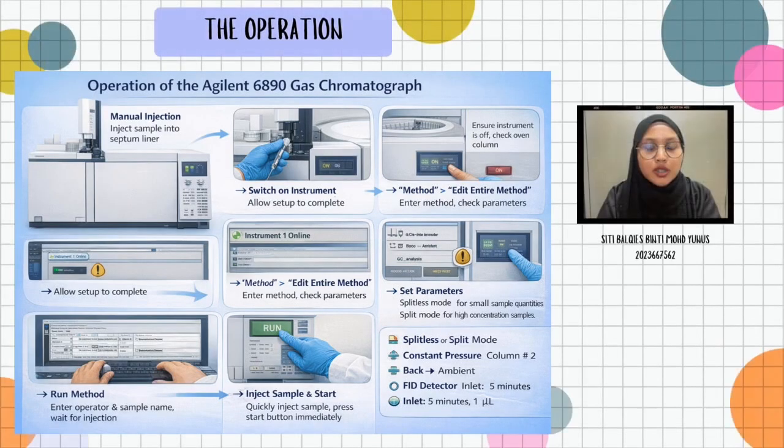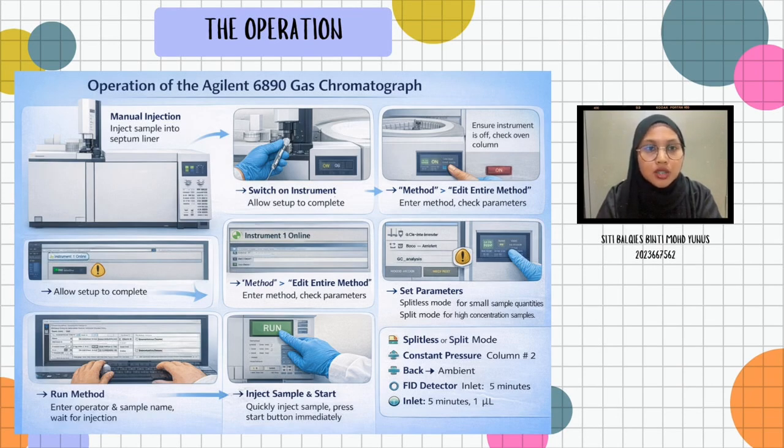Now it's about the operation of gas chromatography. This illustration shows the operation of the gas chromatography used in this experiment. For manual injection, the sample is injected into the septum liner before switching on the instrument. The oven column is checked to ensure that the instrument is in the off mode. The instrument is switched on.